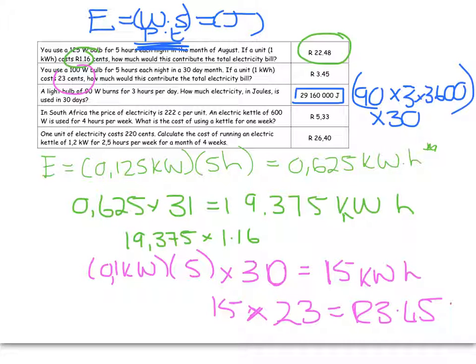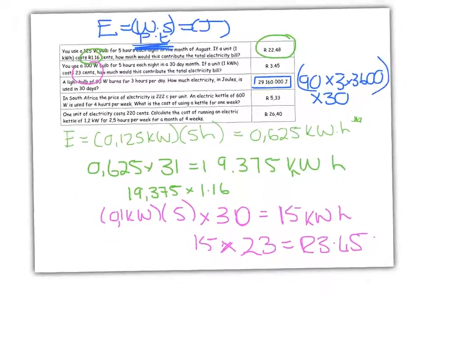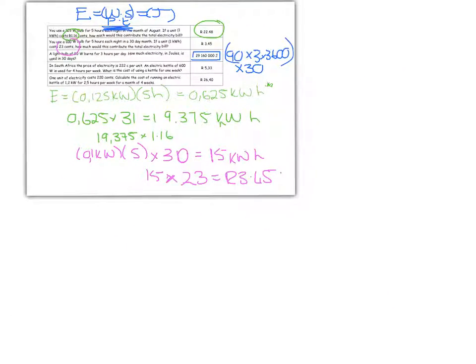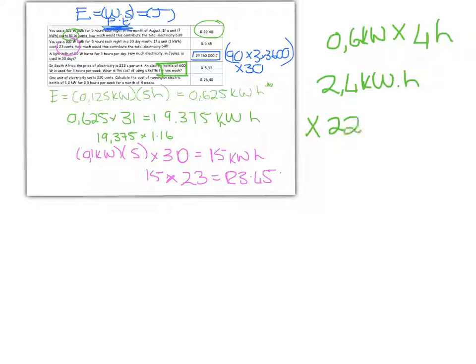In South Africa, we're given a price of electricity. We've got a certain kettle, and it's working on 600 watts, and I can change that into 0.6 kilowatts. So it's 0.6 kilowatts multiplied by 4 hours every week. What is the cost? So there are already 4 hours in the week. We don't have to do anything else because we only have to find out what's going on for 1 week. So it's 0.6 multiplied by 4, so I get 2.4 kilowatt hours, and I then multiply that by 222 cents, and I land up with 533 cents, which is R5.33.